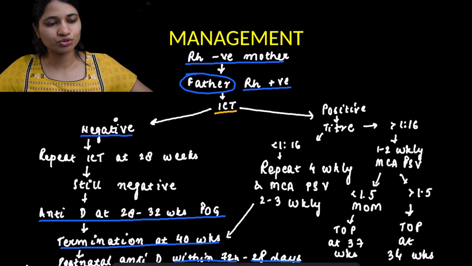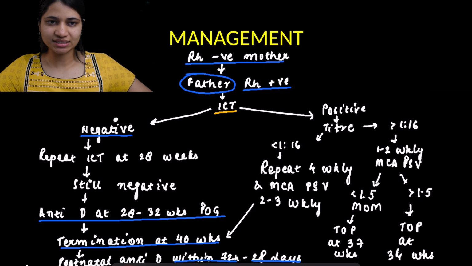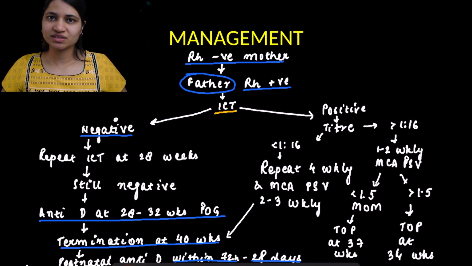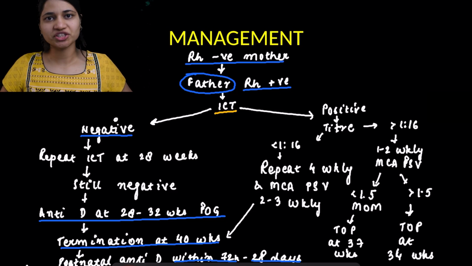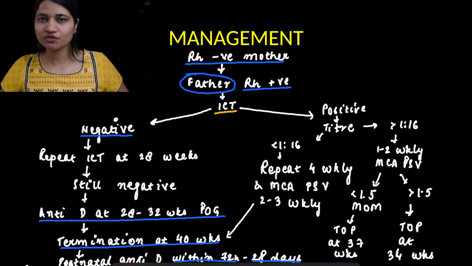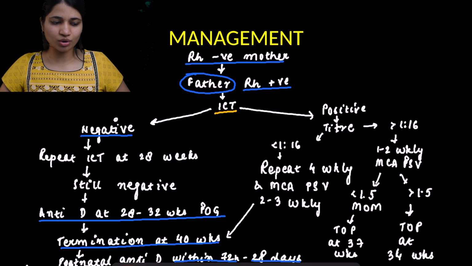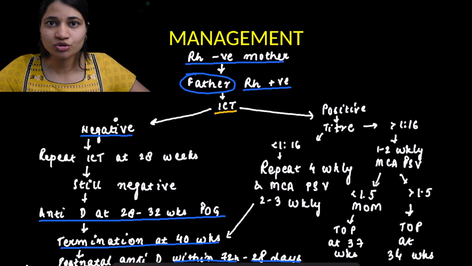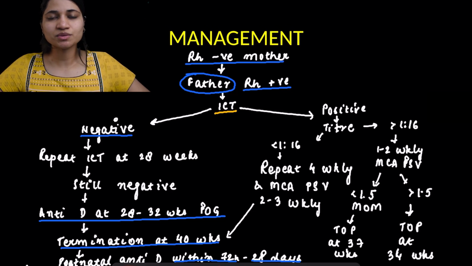If the father is Rh positive, we will next do an ICT. If ICT is negative, we will repeat it at 28 weeks, and if still negative, we give the mother anti-D injection between 28 to 32 weeks. And then after termination of pregnancy, we will again give a postpartum anti-D within 72 hours of birth or maximum up to 28 days. Now the problem arises if this ICT is positive.